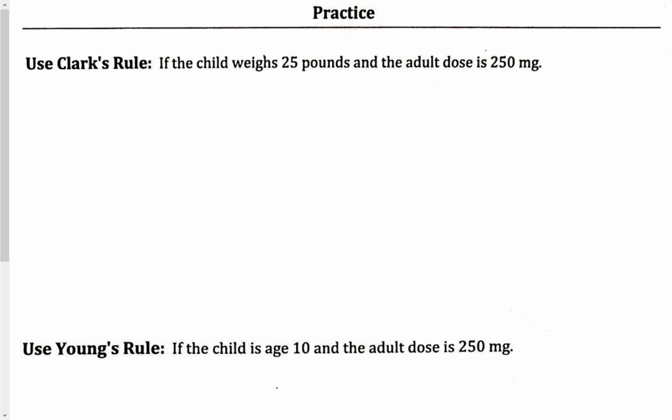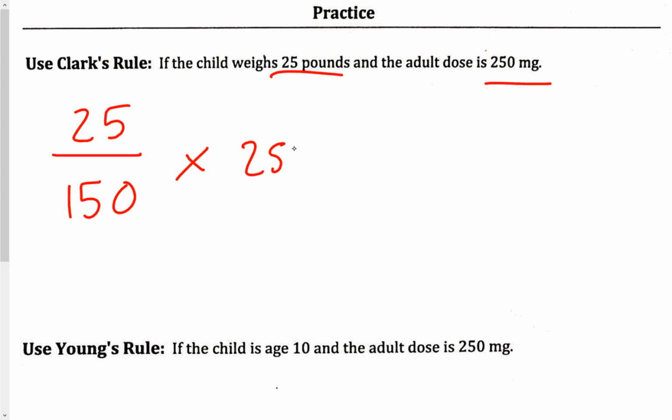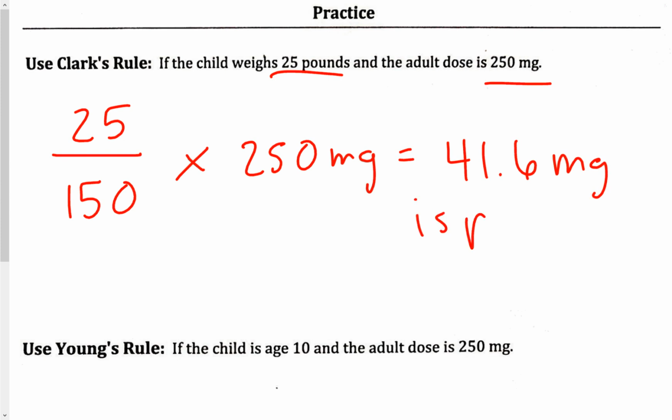So for Clark's rule, it says that you're going to take the weight of the child over 150 pounds. So this child weighs 25 pounds. So the formula says we're going to take that over 150. And then you're going to multiply it by the average adult dose. Well, the average adult dose, they tell you, is 250 milligrams. Okay, so it's basically just take 25 divided by 150 times 250 milligrams, and you get that to come out to be 41.6 milligrams is the proper dose.